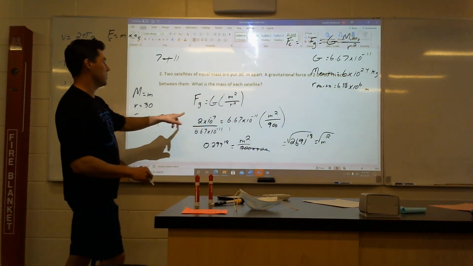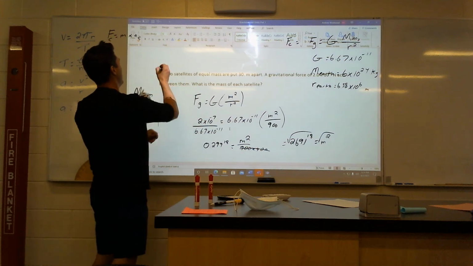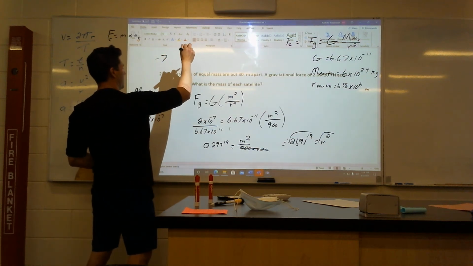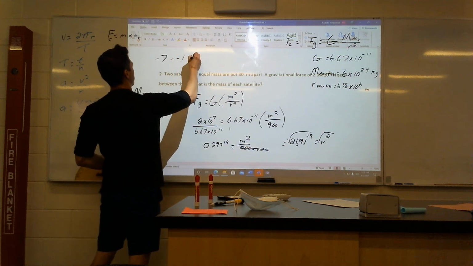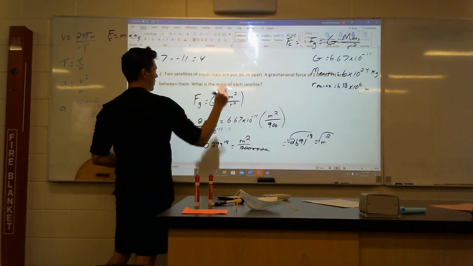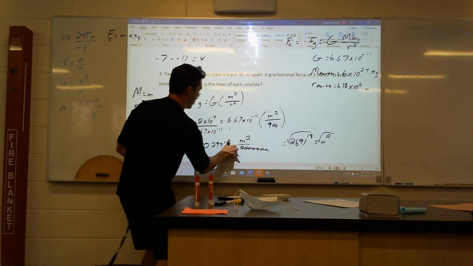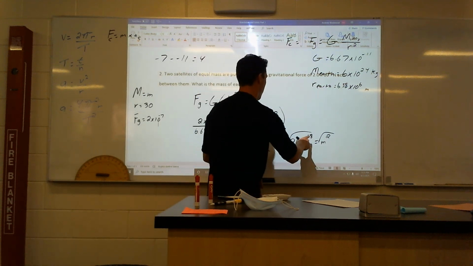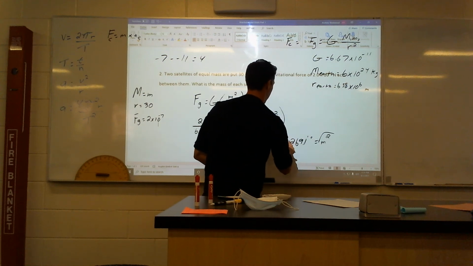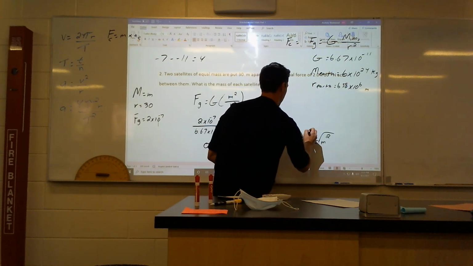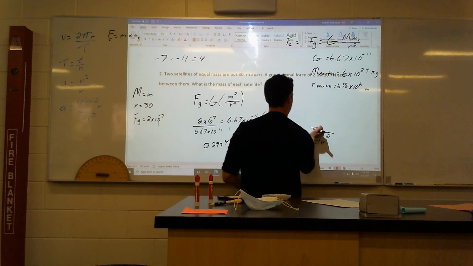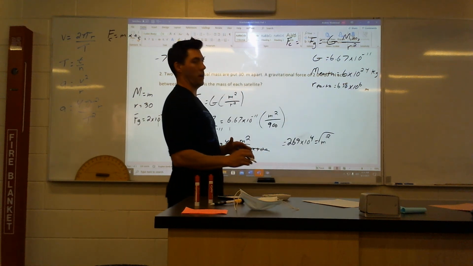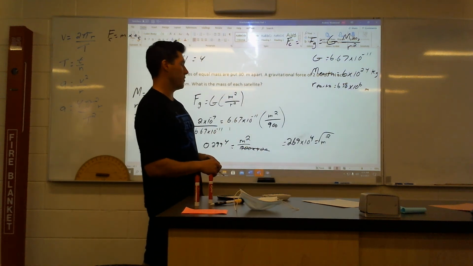This is a negative 7, which means I have negative 7 minus negative 11, which means I'm going to get 4. So instead of the power of 18, I have the power of 4. So 269 times 10 to the power of 4. Way better, makes way more sense.